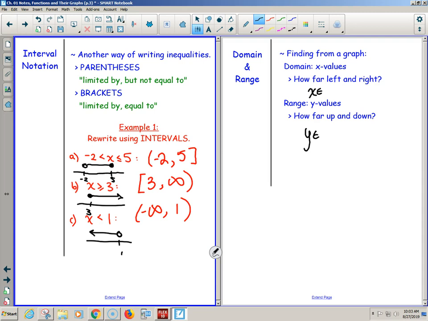Okay. Intervals. Any question on intervals in general? Parentheses. Brackets. What's on the left? What's on the right? Where to put the comma? What's the one thing you have to look out for with intervals? I'll show you over there.